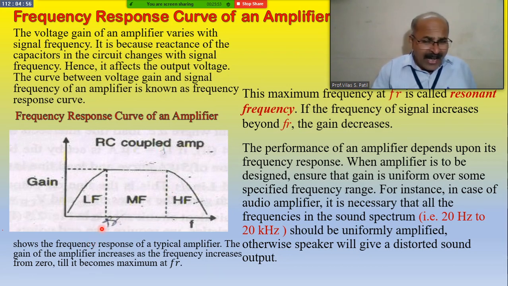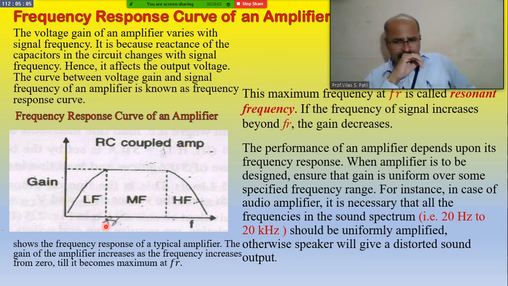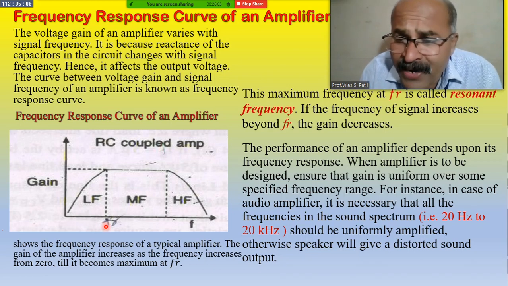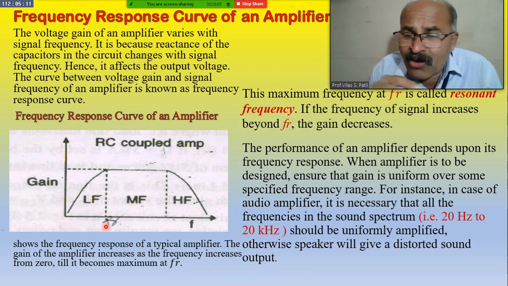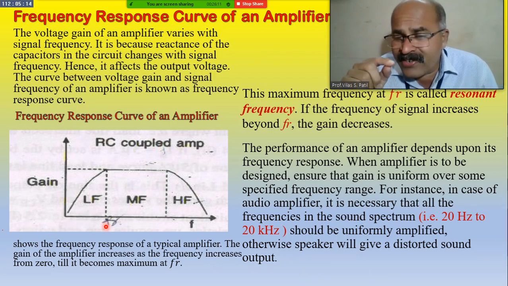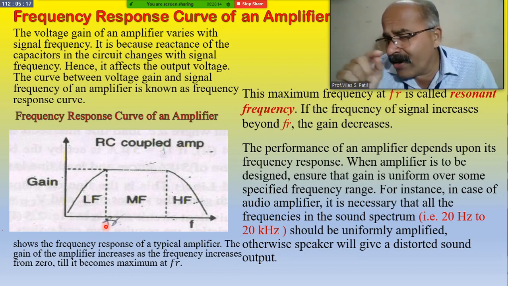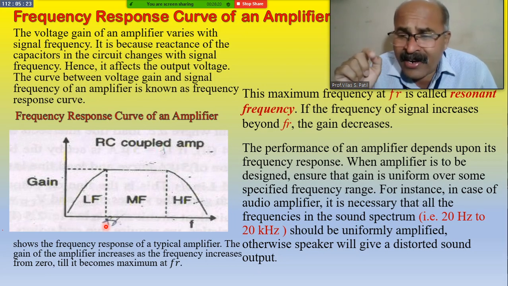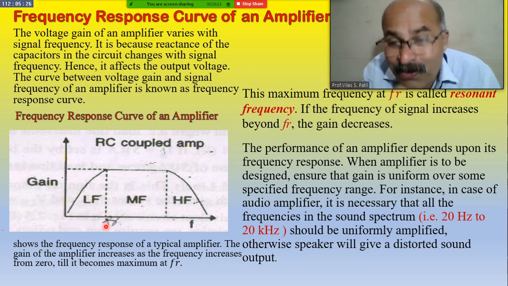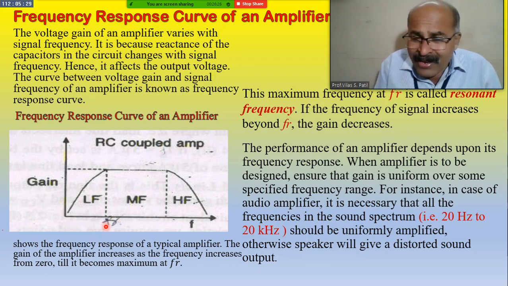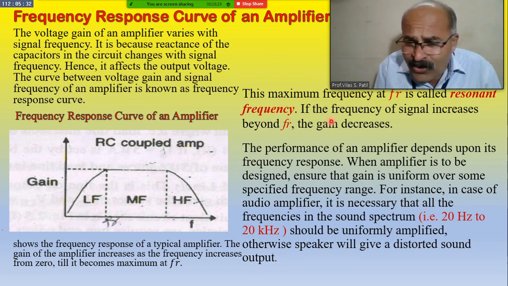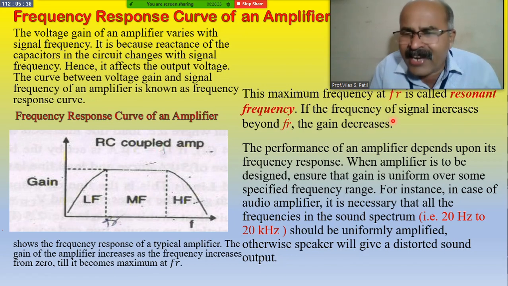And where the gain becomes constant, that frequency is known as the resonant frequency FR. See here, if we increase the frequency, the output voltage increases and becomes constant. Where the gain becomes constant, that frequency will be known as the resonant frequency. And the resonant frequency is one of the characteristics of the respective amplifier. The maximum frequency FR is known as the resonant frequency, and if the signal frequency is increased beyond FR, the gain decreases.